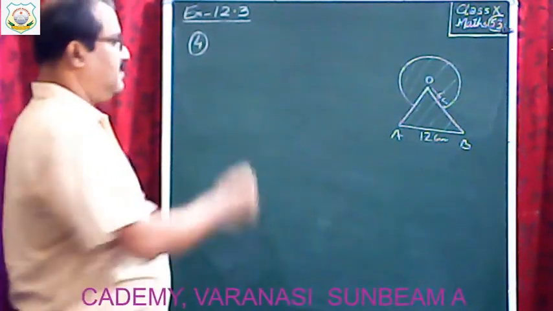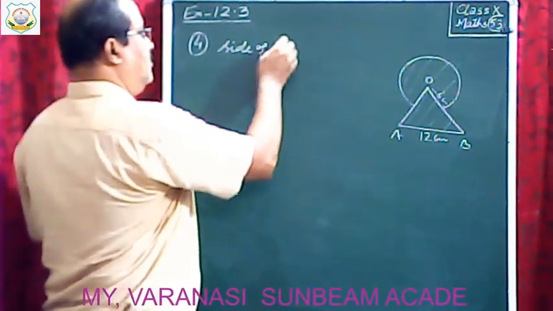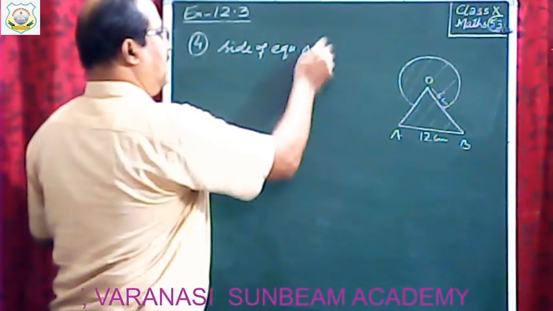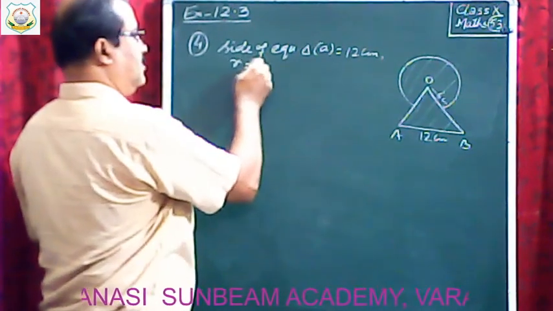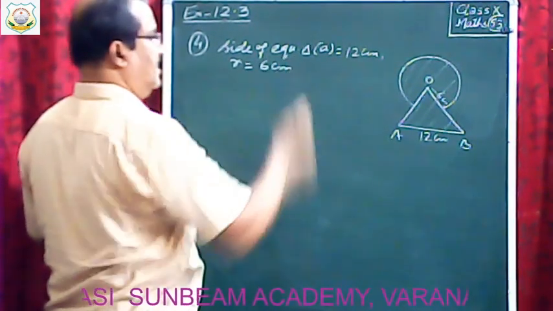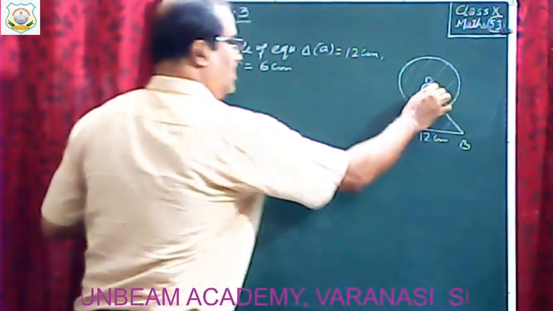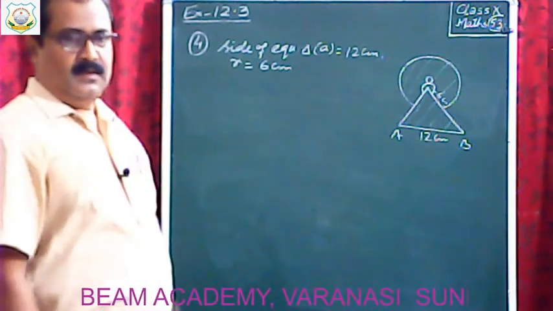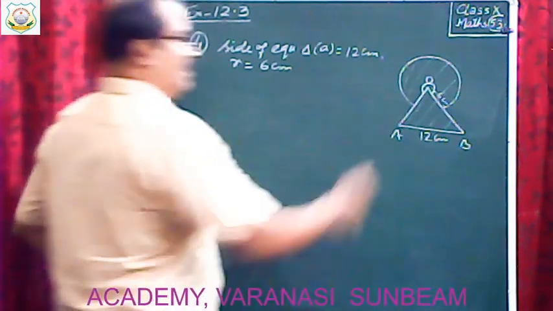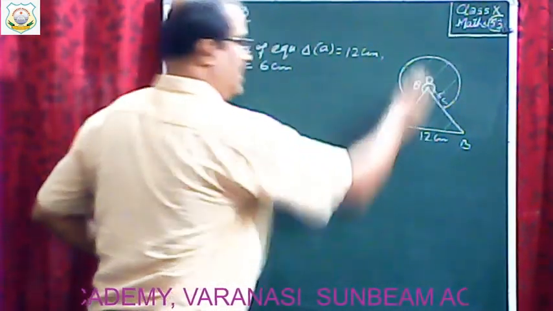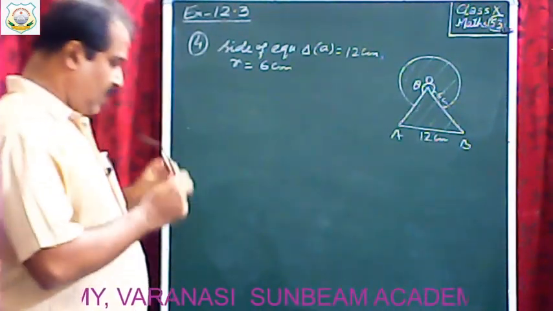Okay, you have to write first, side of equilateral triangle, small a equal to 12 centimeter, radius of major sector is 6 centimeter. We have to find the area of the major sector. For that we require the central angle of the major sector that I have marked, that is theta. So theta you have to find out, the reflex angle AOB, that you have to find out.